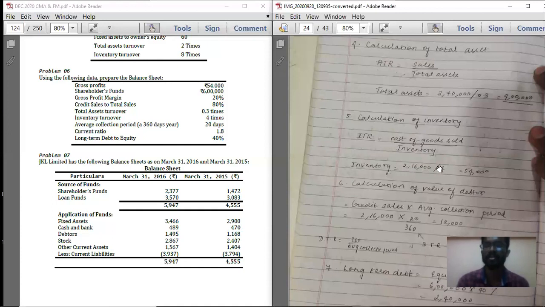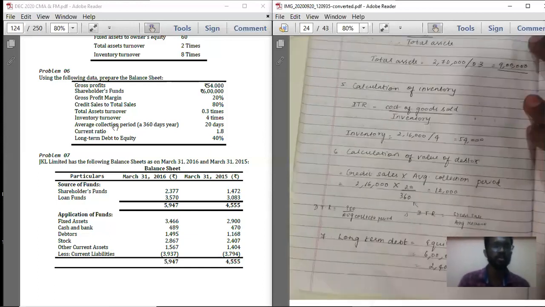So 2,16,000 divided by the inventory turnover ratio, which is 4 times. So 2,16,000 divided by 4 is 54,000. So inventory is 54,000. With this we have calculated inventory, that is stock. Below that, the next thing they have given is the average collection period, which is 20 days.